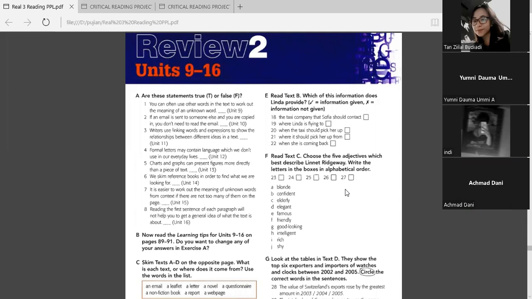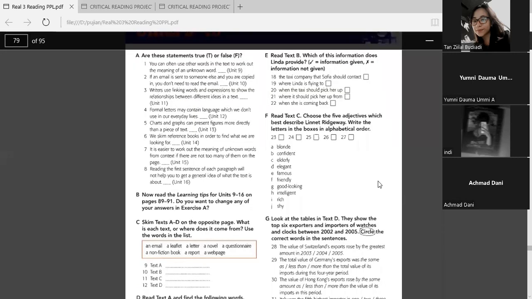Then where it should pick her up from? Okay. What time they pick me up? Oh, yes, it's true. So checking up and then? When she is coming back, I won't need a return taxi. Yes, it's true. Okay, good. Thank you very much. You are clever. Okay, pinter ya kalian nih.